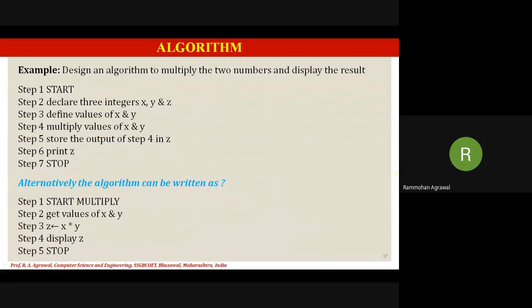So this is a sample algorithm. Suppose we have to write an algorithm to multiply two numbers and display the result. Here I have written it in two ways. Suppose user A is writing the algorithm in 7 steps and user B is writing it in 5 steps. So you can see the difference.